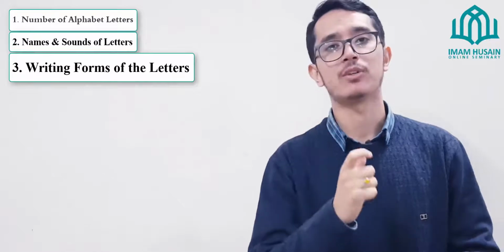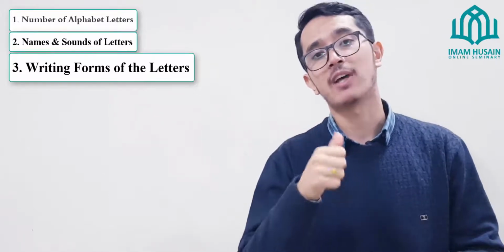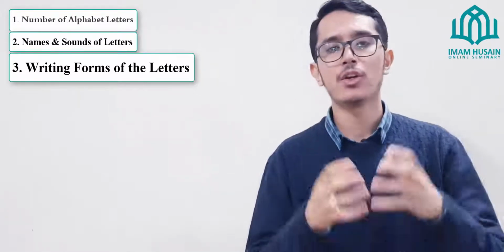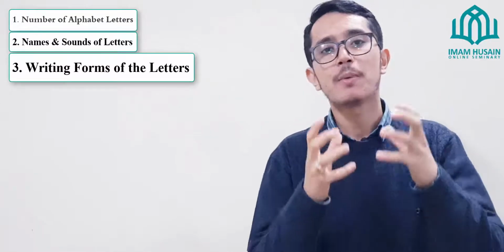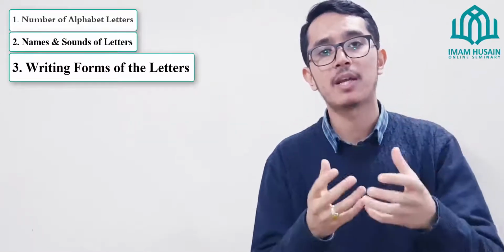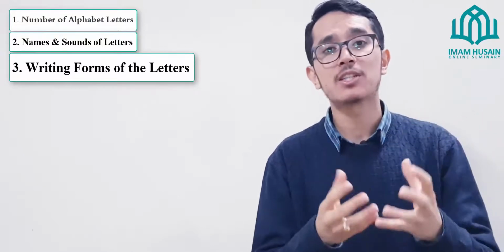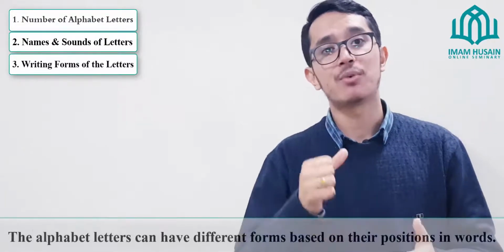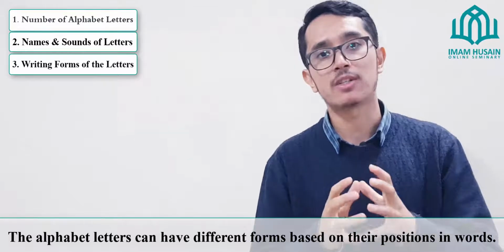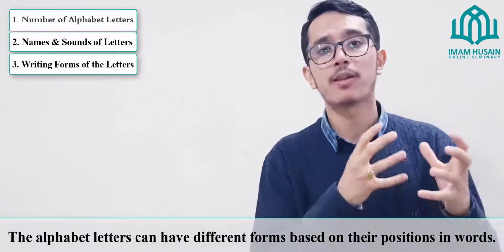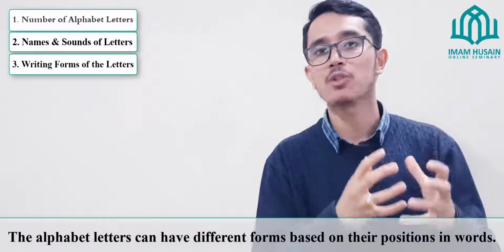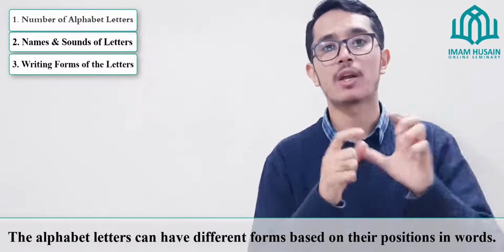The third important point, which is really important, is the writing forms of the alphabet letters. You know, we put the alphabet letters together to make words and sentences, to use them in our speaking and conversations. Due to this, the alphabet letters can take different forms based on the position that they have in our words. Sometimes these alphabet letters are used alone, sometimes they are used in words connected to one another.